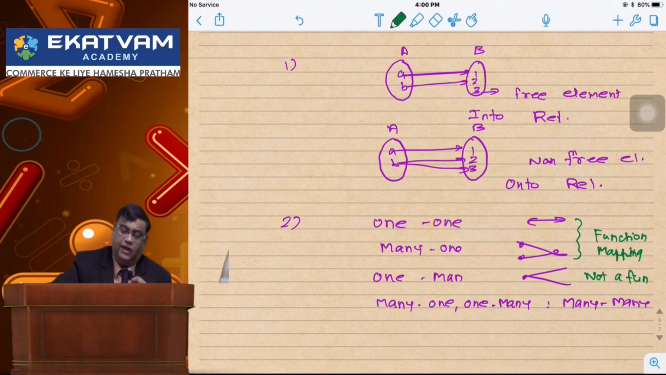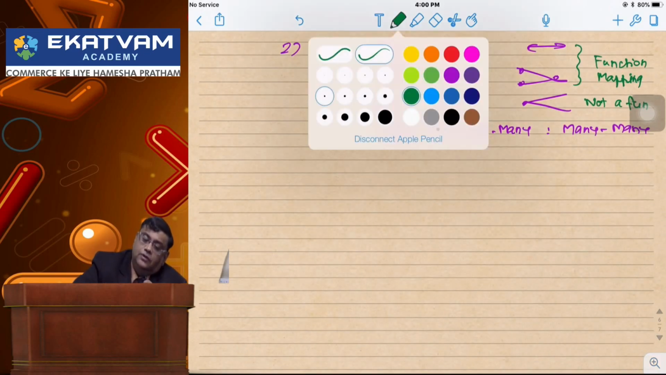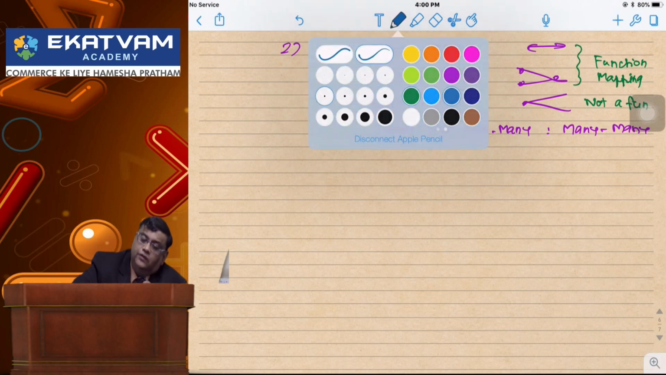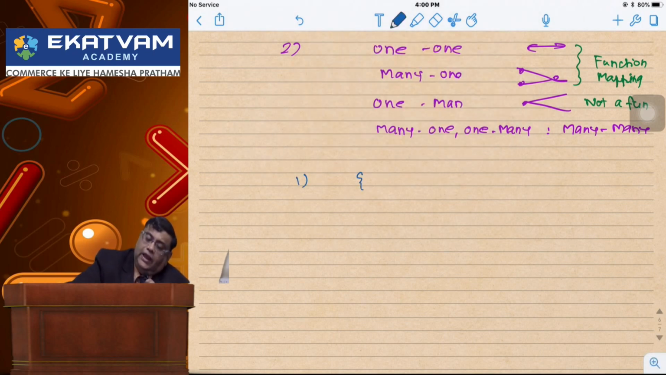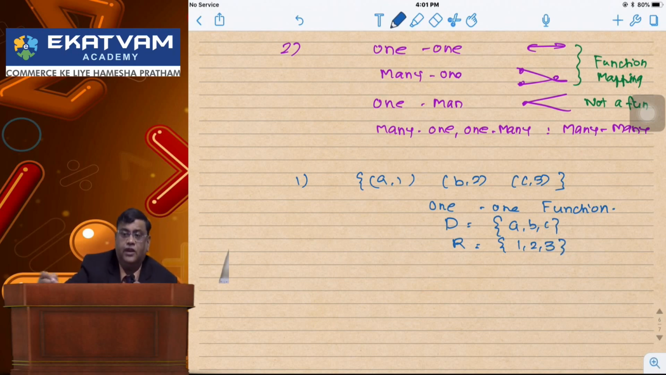Understood? Now, if that is true, look here. My question is: A to 1, B to 2, C to 3. What can you say? This is a 1-1 relation. Therefore, this is a 1-1 function. What is the domain? First values mean domain and second values mean range. We don't know the codomain. Codomain can be the broader set.